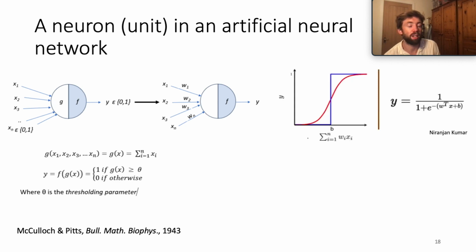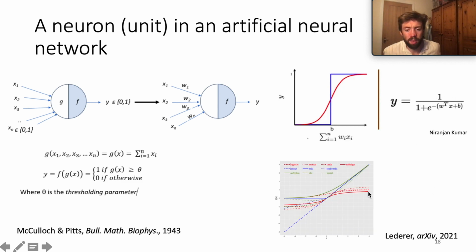This was replaced in the 1950s by Rosenblatt and others by a sigmoid. And the sigmoid function again maps between 0 and 1, but it does this much more smoothly, so that if there is a threshold, it's somewhere soft. You can see the sigmoid function here on the right.